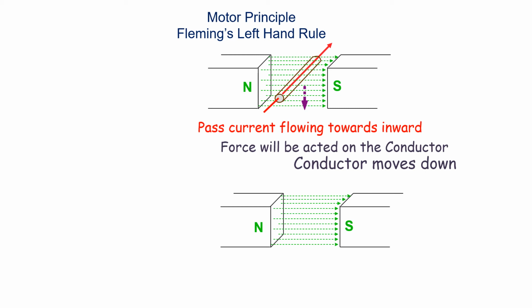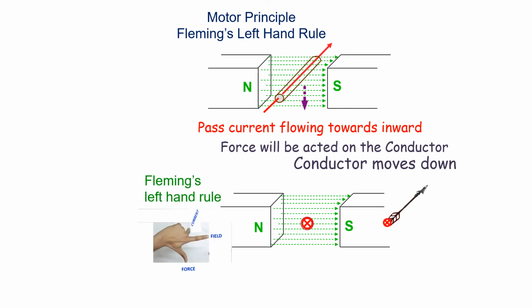Here again the magnetic field lines are shown towards right. The conductor cross section is shown now. Pass the current flowing inside. The current flowing inside can be viewed as an arrow going inside. You can see the tail of the arrow by means of a cross. When you apply Fleming's left-hand rule, the force acted on the conductor is shown by the thumb downwards. So the force is downwards. Because of this, the conductor moves down.